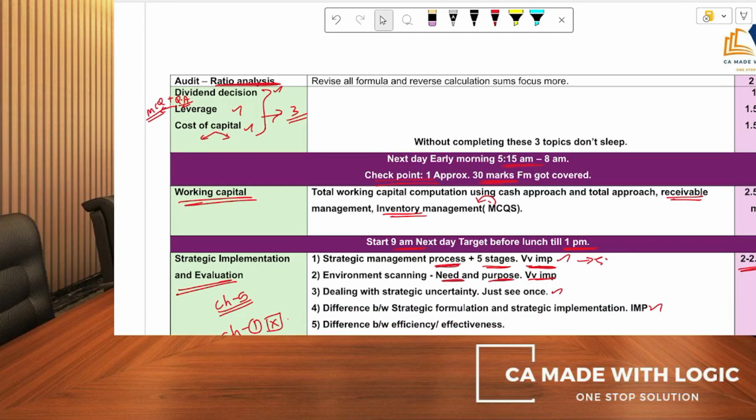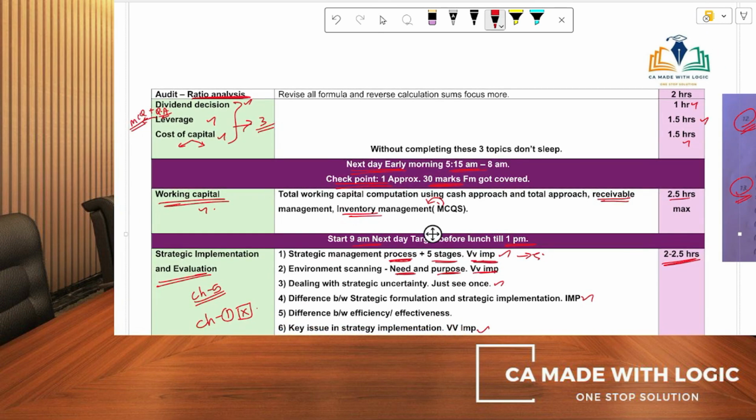Then next day early morning you need to get up by 5 a.m. and till 8 a.m. complete your working capital, for which I have given 2.5 hours maximum. Under that, total working capital under the cash approach and the total approach is very important. Then receivable management, you can see 2 to 3 sums, and inventory management is also very important. They can test you in the form of MCQ. So from 5 till 8 you can complete working capital.